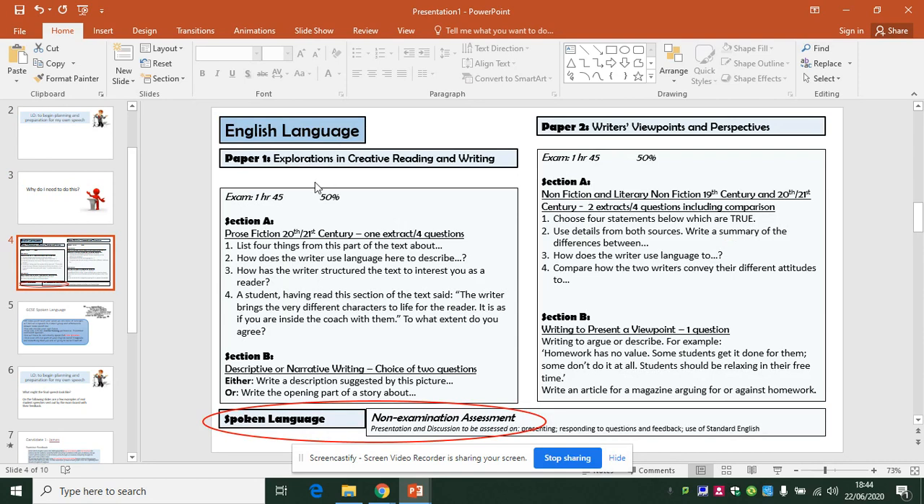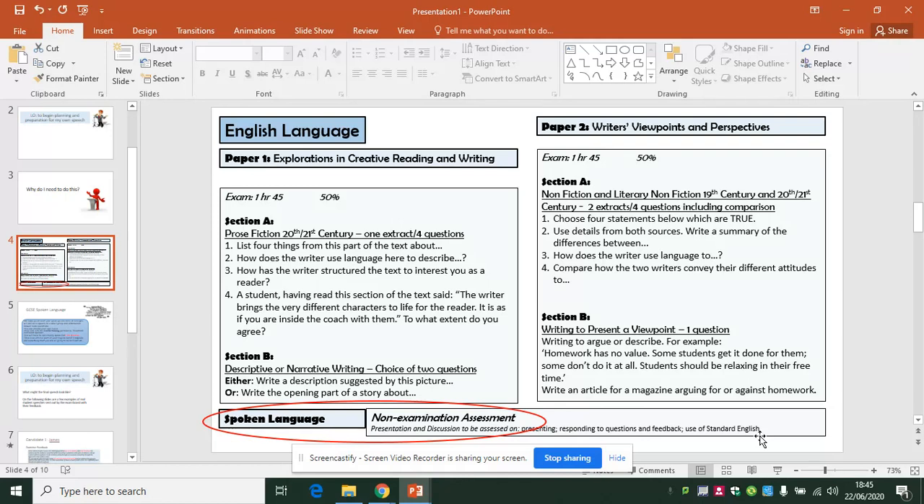In English language, you've got two different papers. You've been practicing different writing from paper 2, doing articles and speeches. And then there's this bit at the bottom called spoken language, and that's called a non-examined assessment. That's what the exam board now call what used to be called coursework, and you might still call it coursework in other subjects. You can see this comes straight from the exam board, and this is when you do a presentation and discussion to be assessed on presenting, responding to questions and feedback, and use of standard English.